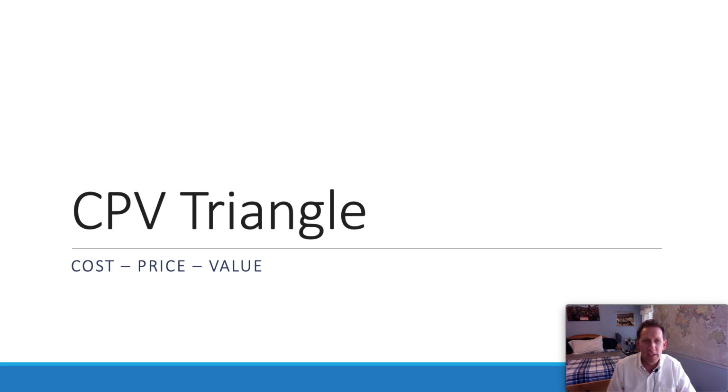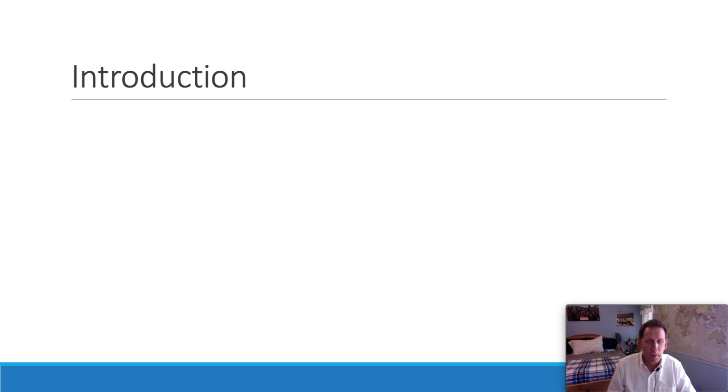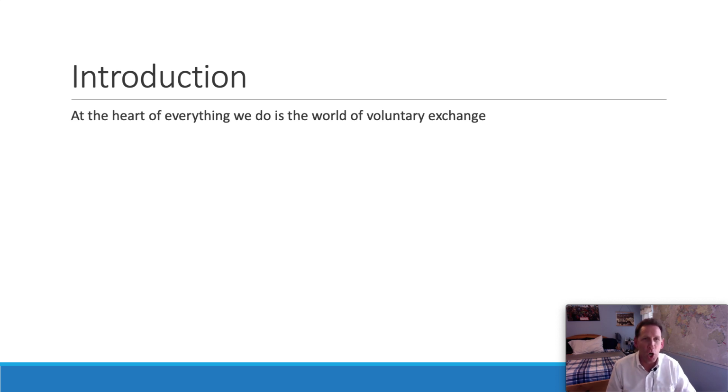Hi everyone, in this lesson we are going to talk about something called the CPV triangle. Okay, so let's do just a little bit of an introduction though, because one thing we have to realize is that the heart of everything we do in this world revolves around value and voluntary exchange.